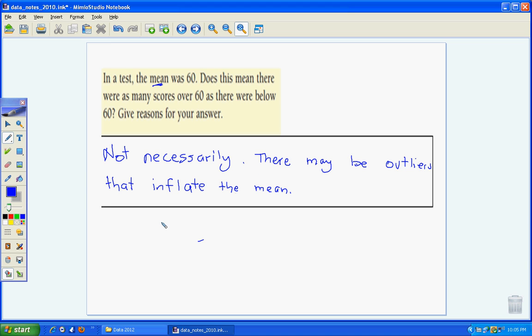There could be the same amount of scores. They could all be 60 as well, so they could all be on 60. That would give us a mean of 60. So we can't say for certain that it will be. Keep that in mind as the reason why we could give an answer of not necessarily.